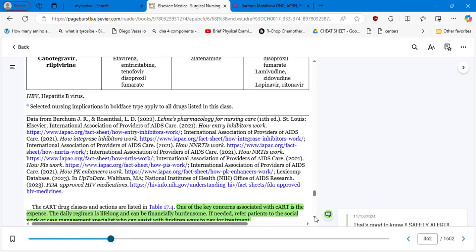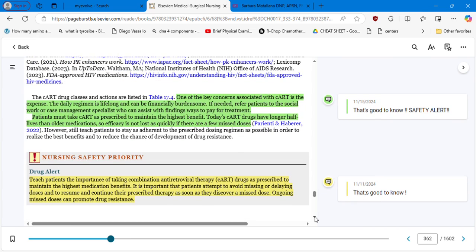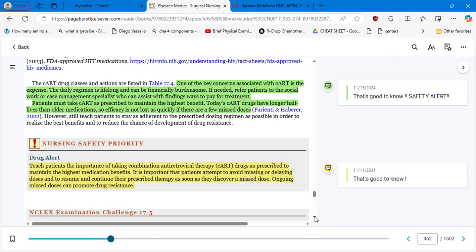The CART drug classes and actions are listed in a particular table. One of the key concerns associated with CART, which is the combination antiretroviral therapy, is the expense, right? The daily regimen is lifelong and can be financially burdensome. If needed, refer patients to social work or case management, especially who can assist with finding ways to pay for the treatment. It's very sad that some patients don't have access to this because the drugs are very expensive. Patients must take CART, this combination antiretroviral therapy, as prescribed to maintain the highest benefit.